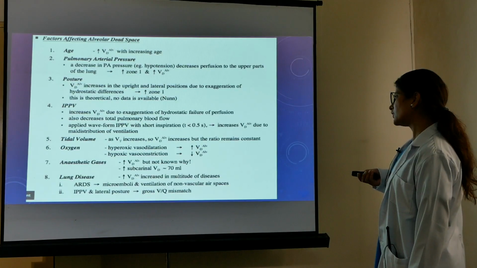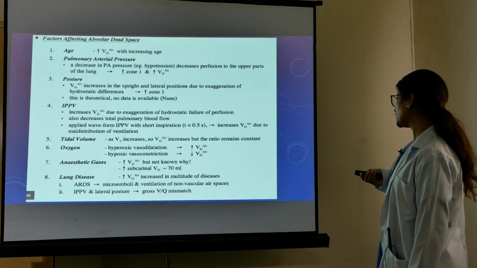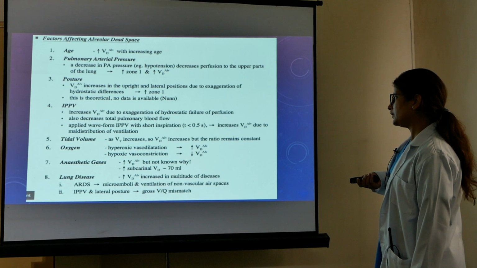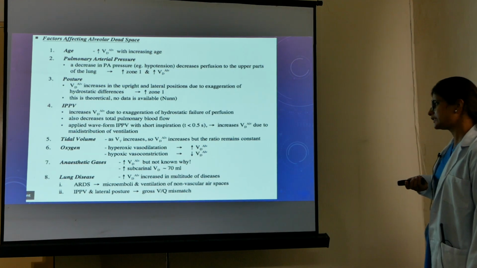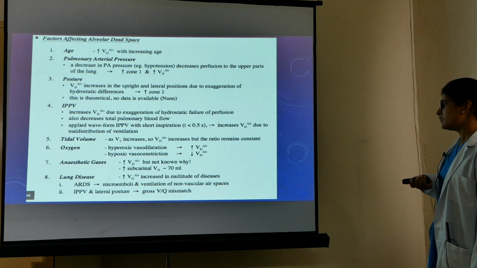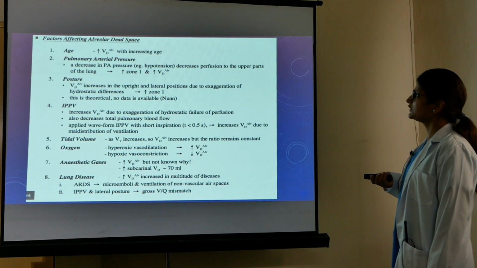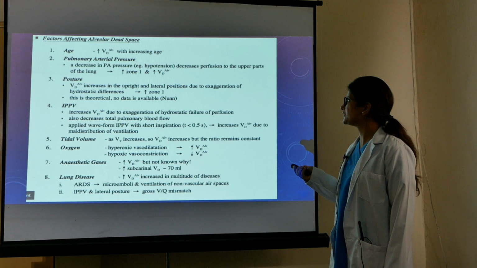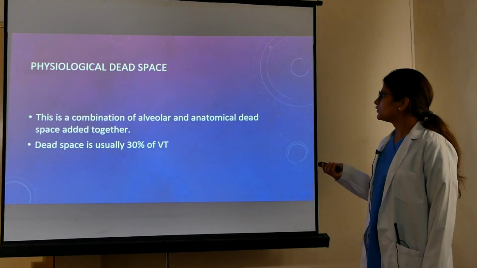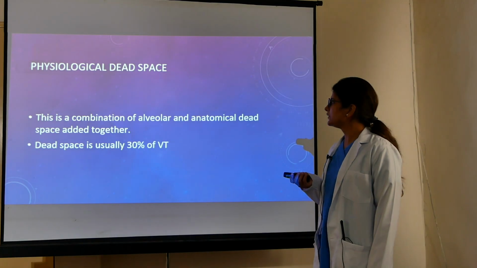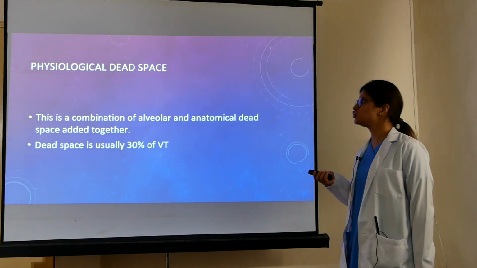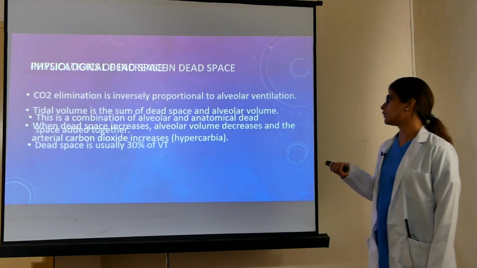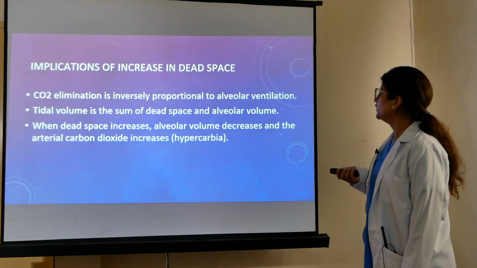With hypoxic vasoconstriction this alveolar dead space decreases, and in anesthesia dead space increases, and with lung disease like ARDS and in lateral posture or IPPV there is gross VQ mismatch. This leads to an increase in alveolar dead space. So the next is physiological dead space. This is a combination of alveolar as well as anatomical dead space together. Dead space is usually 30% of the tidal volume.